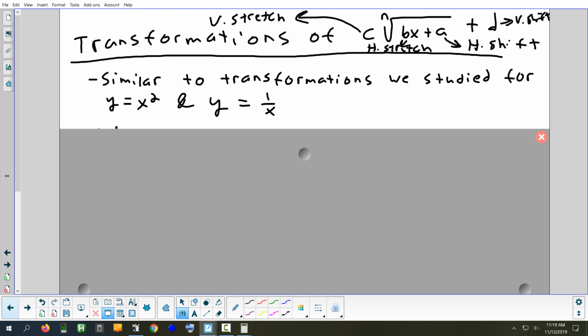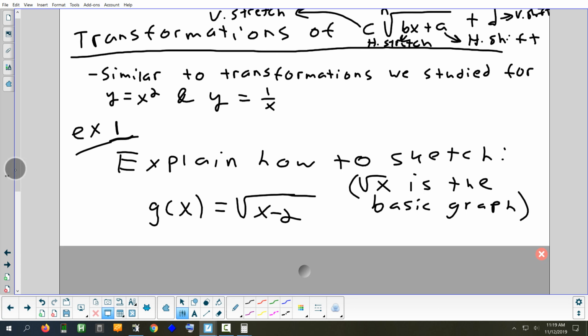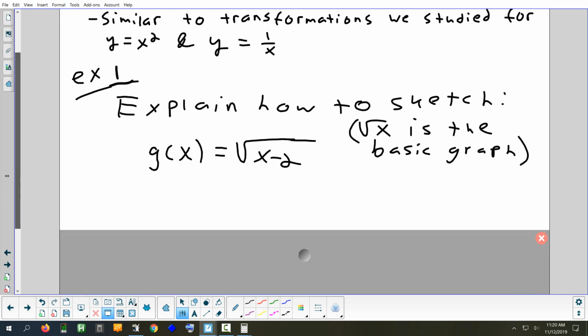These transformations are very similar to all the transformations we've studied all year. So I want to know how to sketch g of x, where the parent or the base function is square root of x. How many transformations out of 6 are taking place in g of x? Chris? 2. No, not 2. 1. Just 1. Okay, there's just 1 transformation here.